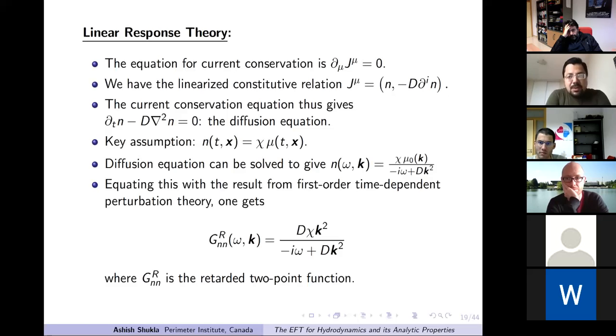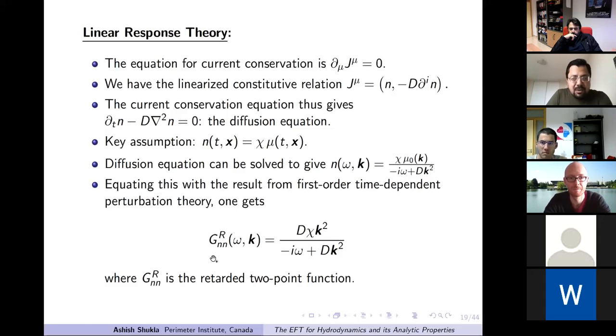All right, so the same quantity n can also be computed using first order time dependent perturbation theory, where you get this n as an integral over the source mu convoluted with the retarded 2-point function of n, which acts like the Green's function. So that's another way of computing n. In this approach, you equate the two values of n computed these two ways, and then compute the retarded 2-point function by comparing these two results for n.